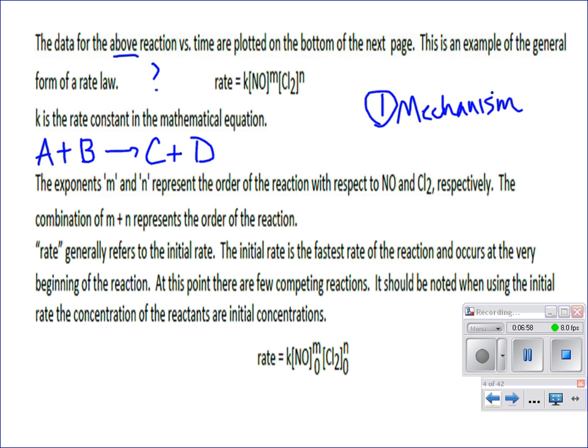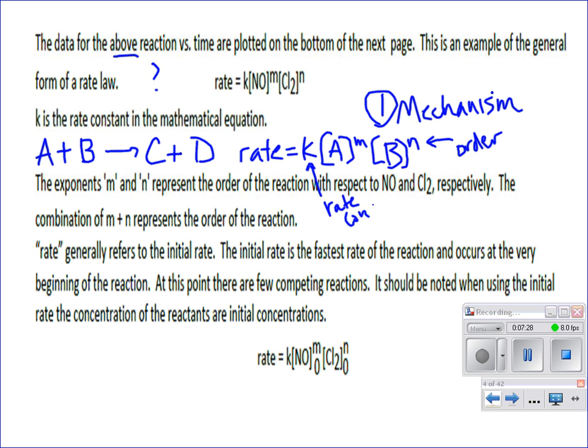What a rate law tells me is the rate of a reaction under different conditions. To write a rate law, it's always rate is equal to K times the concentration of my reactants raised to some coefficients. I don't know anything about those coefficients unless I have some experimental data or unless I have a mechanism. Those coefficients up top are called the order of the reaction. That K is called the rate constant.